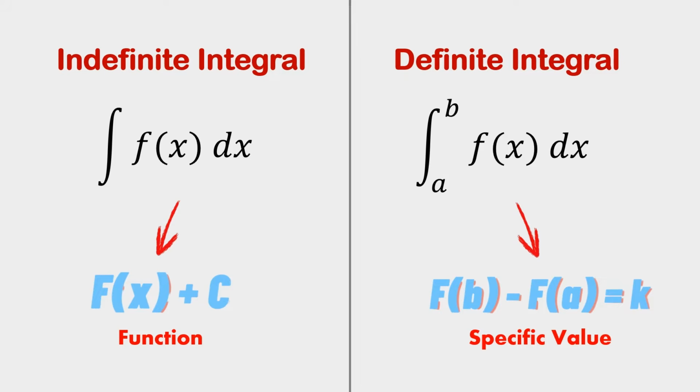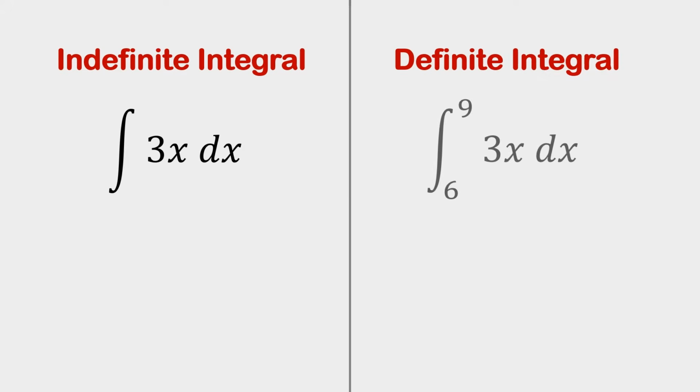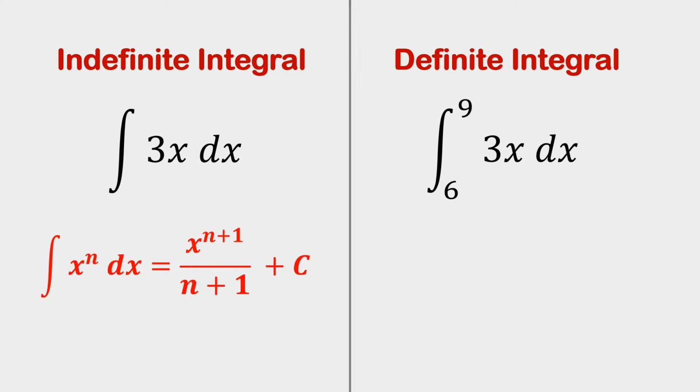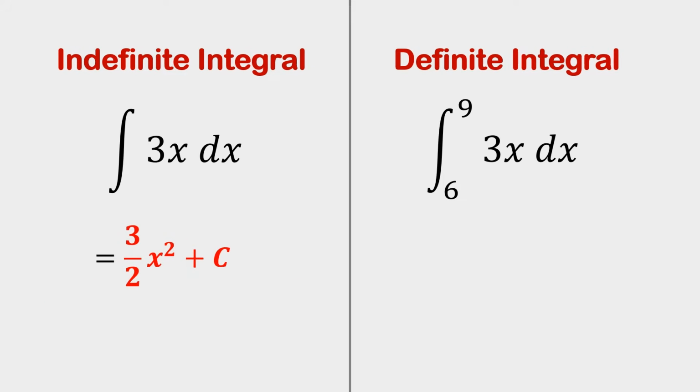Let's go through a simple example to understand this difference. Suppose we are given the integral of 3x with respect to x. Using indefinite integration, we solve it by increasing the power of x by 1, dividing by the new exponent, and adding a constant c. Therefore, in this case, we get 3 over 2 multiplied by x squared plus c as the answer. On the other hand, if we are given the same integral, but with limits from 6 to 9, it becomes a definite integral.